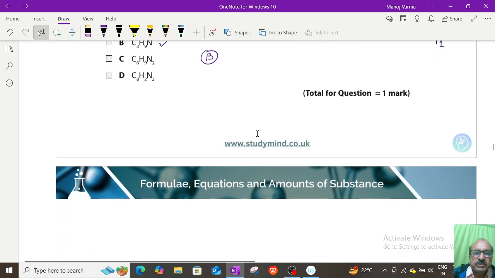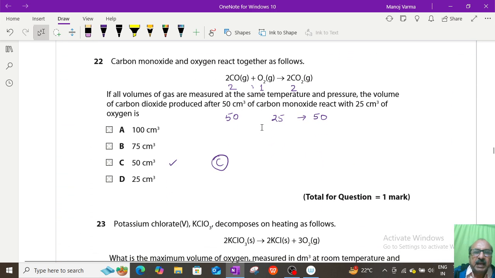So we go to the next question, question number 22. It says that carbon monoxide and oxygen react together as follows, and if all the volumes of gases are measured at the same temperature and pressure, what is the volume of carbon dioxide produced after 50 centimeter cube of carbon monoxide reacts with 25 centimeter cube of oxygen? If you look at this reaction between carbon monoxide and oxygen to give carbon dioxide, the mole ratio in which carbon monoxide and oxygen react is 2:1, and it gives you 2 moles of carbon dioxide.